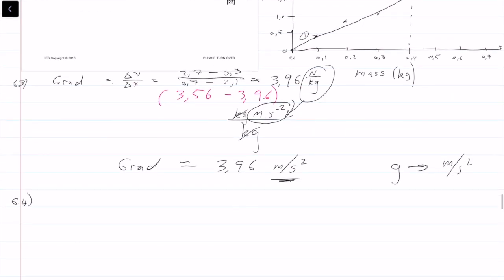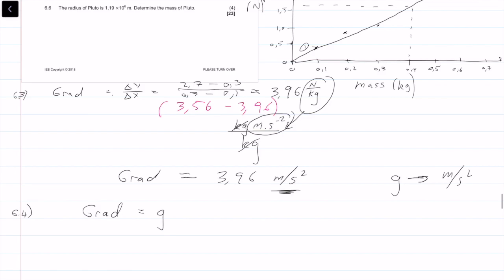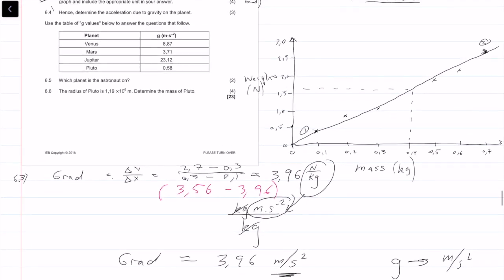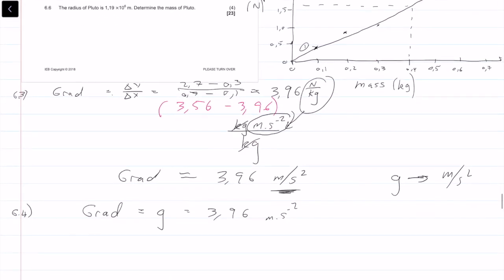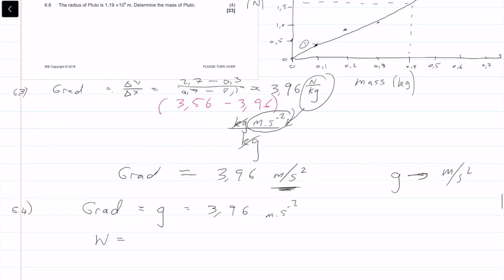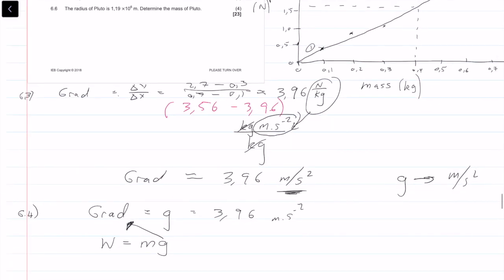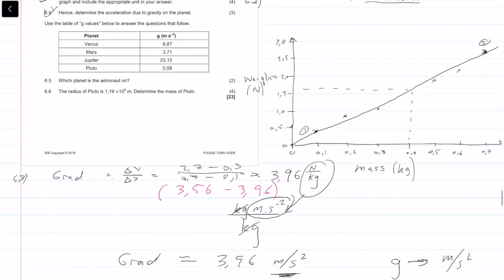So our gradient is equal to our acceleration due to gravity, g, which is 3,96 meters per second squared. We get 3 marks for identifying that the gradient gives us the gravitational acceleration. Otherwise we could have said that weight is equal to mass times gravity, and g is our gradient, which we calculated already.